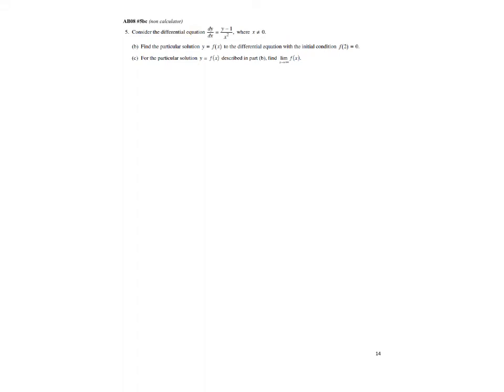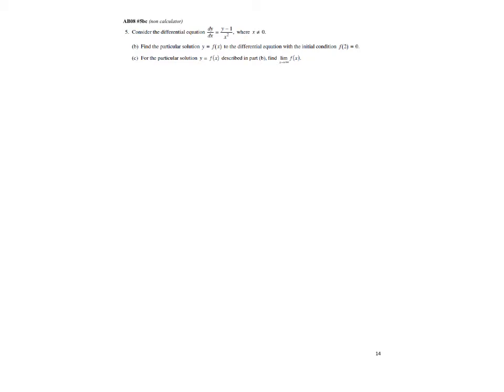Hey there, here with 2008 number 5, parts B and C, no calculator. I'd like to work out a couple of questions, this one and one other, to give you a little extra work on separating and integrating to find particular solutions. So let's go ahead and take a look.